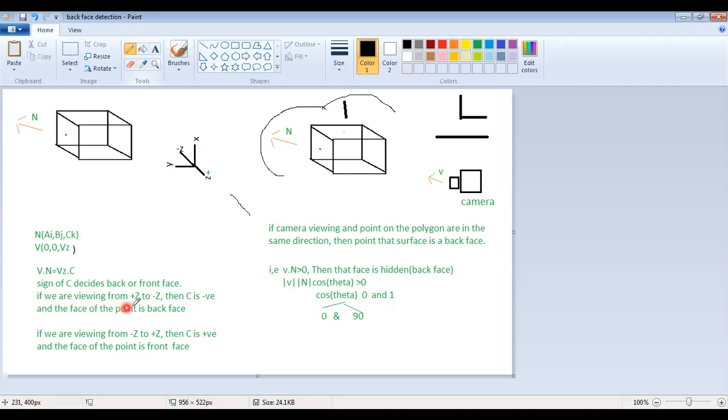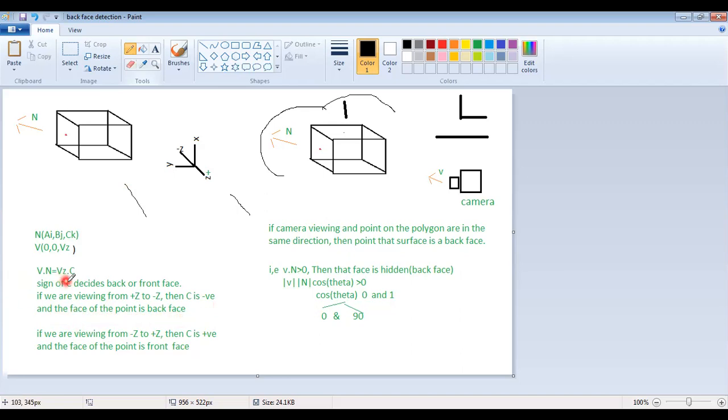If we are viewing from positive z-axis to negative z-axis, that means if my view is like this, then c is negative. Now in this case, I am viewing from positive to negative z-axis, and my c is negative. If c is negative, then the face of the point is back.